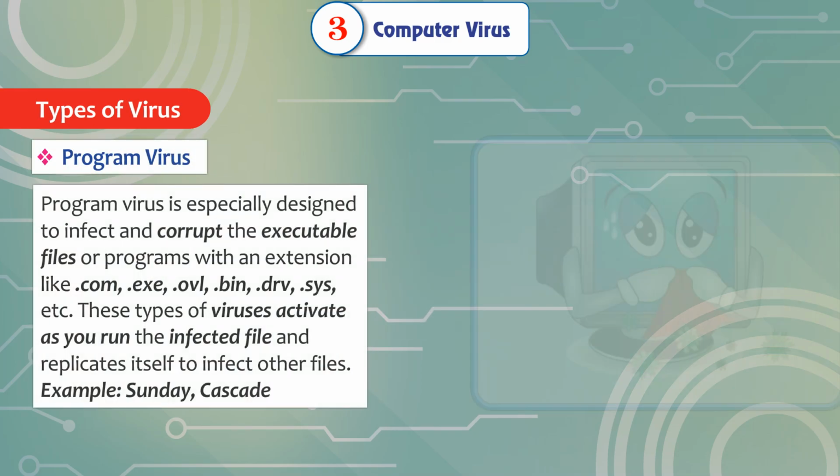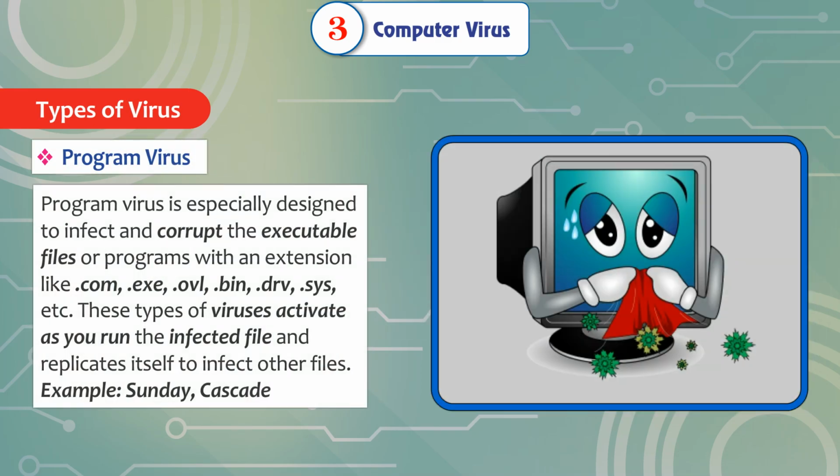Program virus. A program virus is especially designed to infect and corrupt executable files or programs with an extension like .com, .exe, .ovl, .bin, .sys, etc. These types of viruses activate as you run the infected file and replicate themselves to infect other files. Example: Sunday, Cascade.